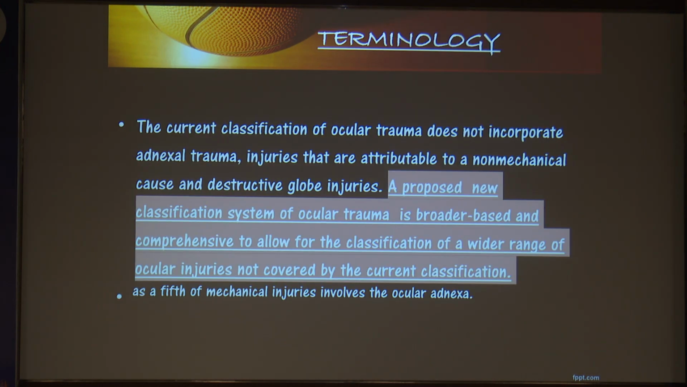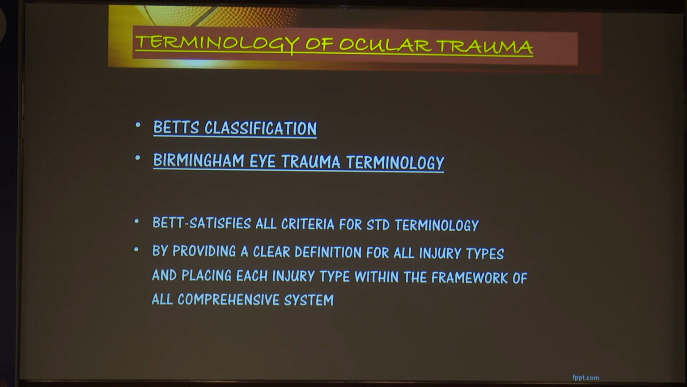The current classification of ocular trauma does not incorporate all these three, and a proposed new classification is broader based and comprehensive to allow for classification of a wider range of ocular injuries not covered by the current classification, as a fifth of mechanical injuries involves the ocular adnexa. Now, the BETS classification, the Birmingham Eye Trauma Terminology, satisfies all the criteria for standard terminology. It provides a clear definition of all injury types and places each injury type within the framework of the all-comprehensive system.